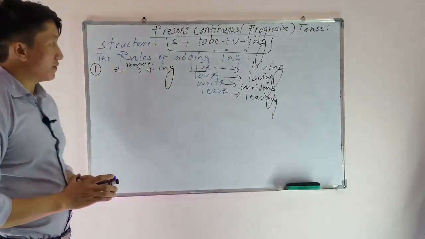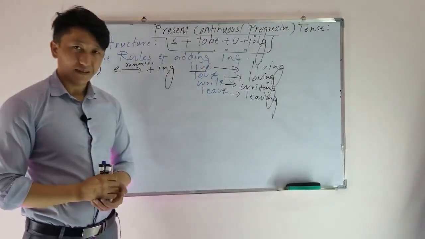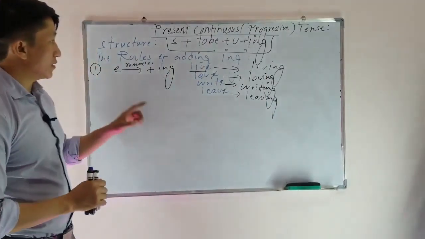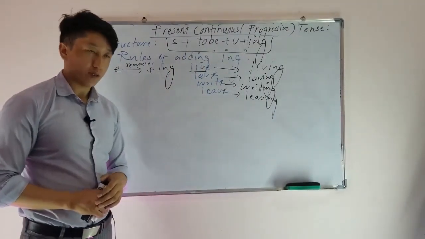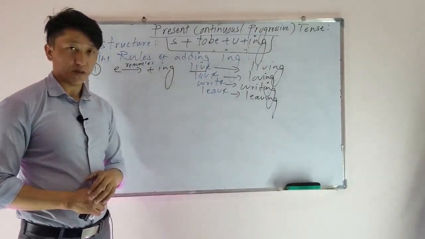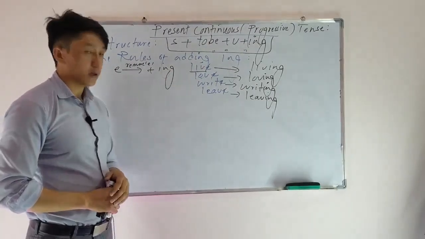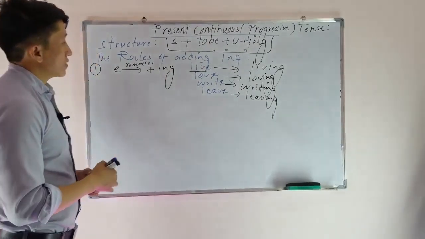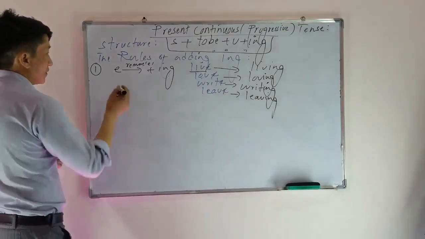So rule number 1, if a verb finishes with e, could be any kind of verb, we remove e and add ing. Live becomes living, love becomes loving, write becomes writing, and leave becomes leaving. So that is rule number 1.